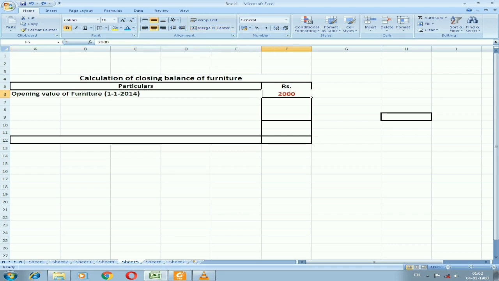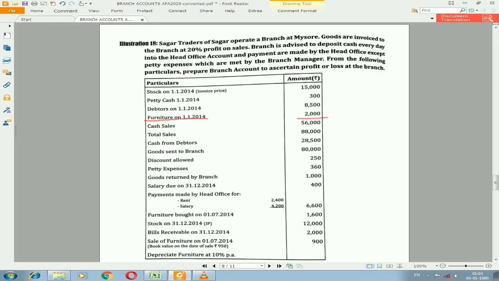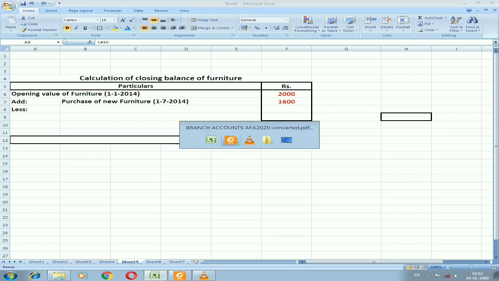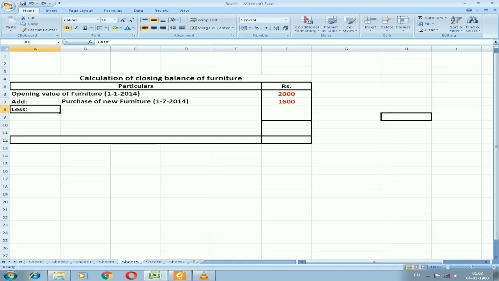Then we are supposed to add any new purchases made in between the year. So we have one new purchase. As you can see, furniture bought on 1/7/2014, 1,600. So I'm entering that also. It is a new purchase which is added. That is the reason I'm adding it. Then we are supposed to deduct any assets that are sold. Here also we have one asset which is sold. As you can see, sale of furniture on 1/7/2014, 900 with a book value of 950. So we are supposed to always take the book value, not the sale amount, as we are recording under books of accounts. So book value is 950.